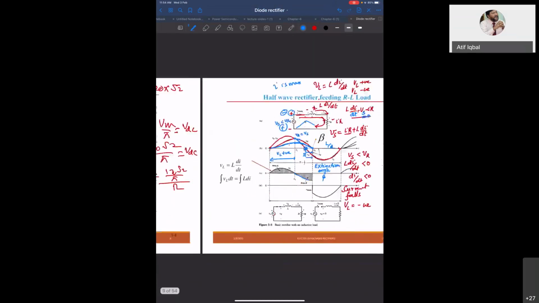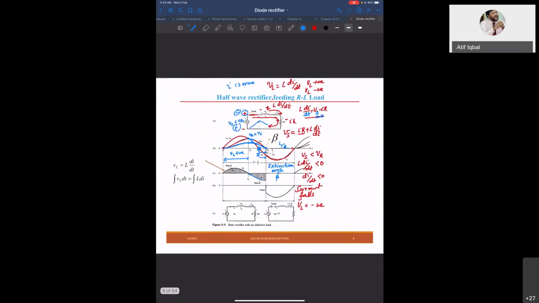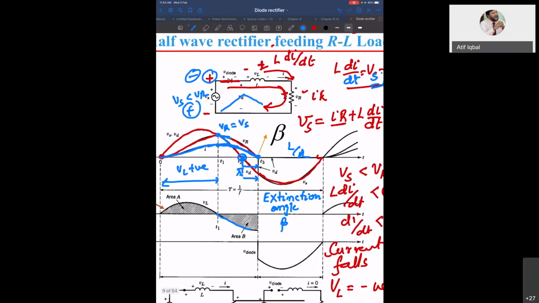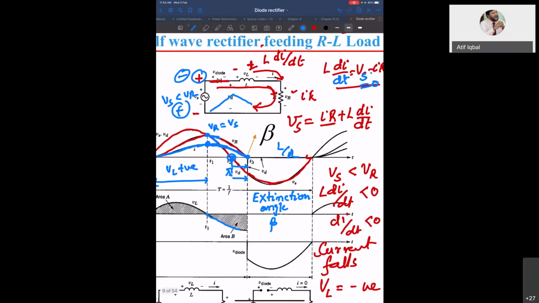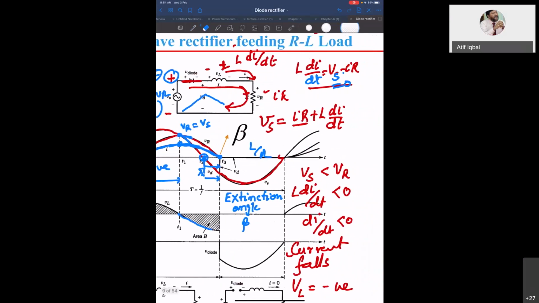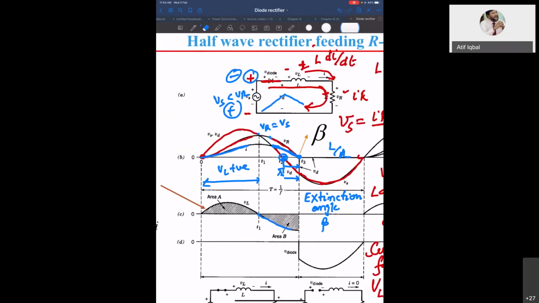According to the Kirchhoff voltage law, as we have just seen, Vs is equal to IR plus L dI by dt. So L dI by dt is equal to Vs minus IR. So when Vs is equal to IR, L dI by dt is equal to 0, and that is the point when the current reaches maximum. After that the current starts falling because IR is now more than Vs. So L dI by dt is negative. When L dI by dt is negative, the current starts falling, and it will reach 0 at this point.